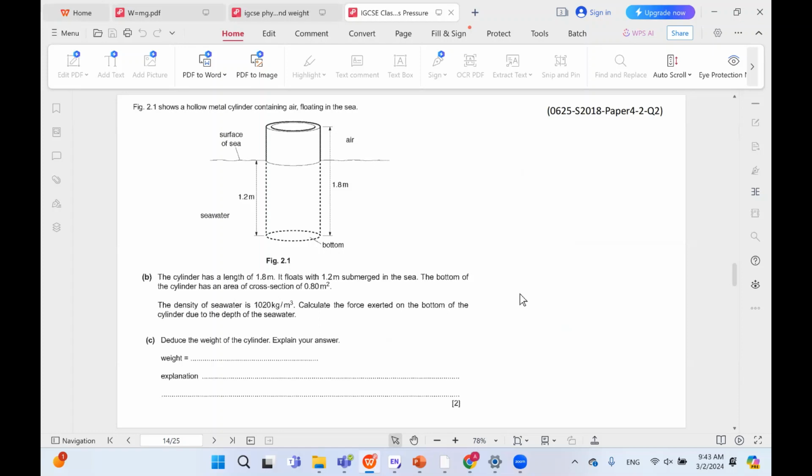sea water. Of course, as long as we're given density and height, we know that we're going to need to calculate pressure, even if they did not explicitly ask for pressure, but we're probably going to need to calculate it anyway, since pressure is force over area. So again, after getting the pressure, we can get the force from the second rule.